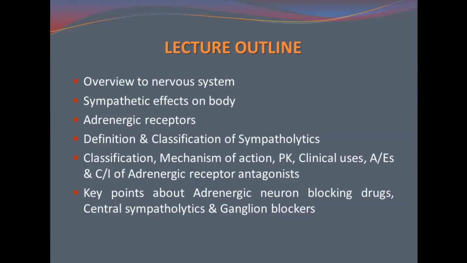Today's lecture covers an overview of the nervous system, the sympathetic effects on the body, adrenergic receptors, their types and their effects on the body, definition and classification of sympatholytics, classification, mechanism of action, pharmacokinetics, clinical uses, adverse effects, and contraindications of adrenergic receptor antagonists, key points about adrenergic neuron blocking drugs, central sympatholytic drugs, and ganglion blockers.